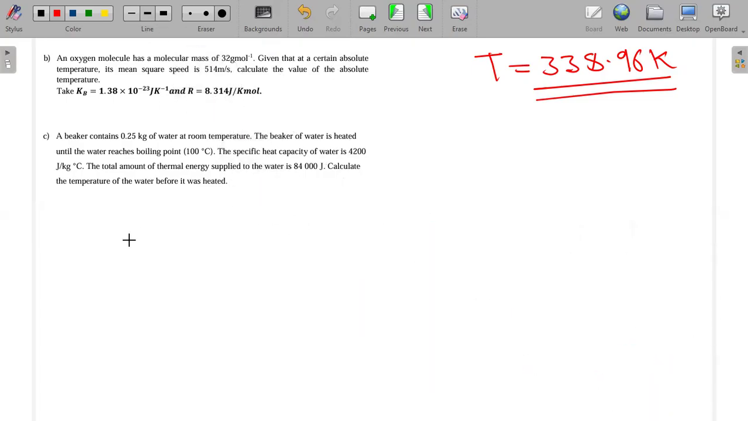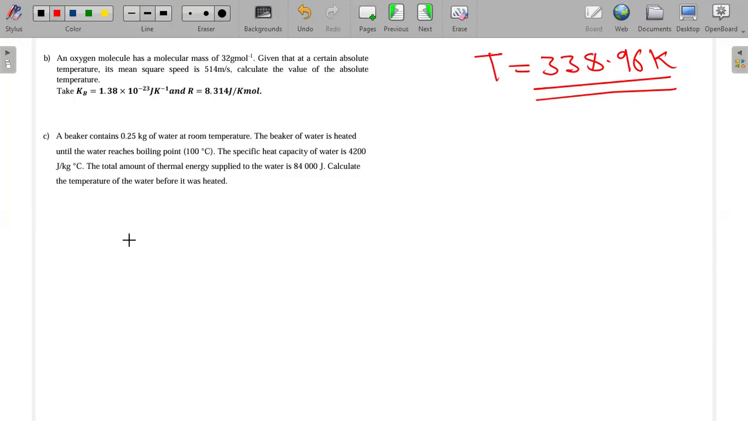Part C is saying a beaker contains 0.25 kgs of water at room temperature. The beaker of water is heated until the water reaches boiling point, which is 100 degrees Celsius. The specific capacity of water is 4200 joules per kg degree Celsius. The total amount of thermal energy supplied to the water is 84,000 joules. Calculate the temperature of the water before it was heated.